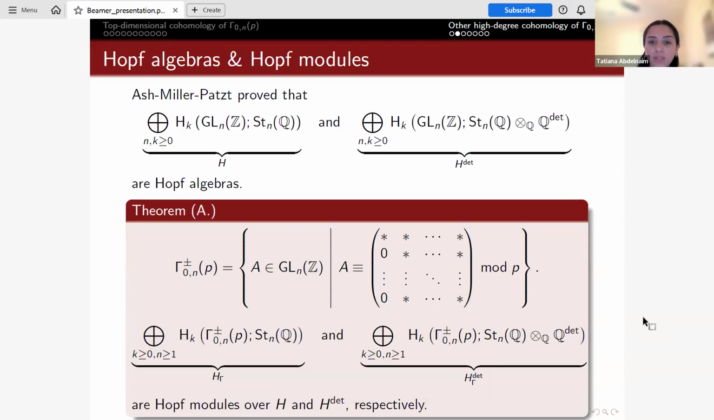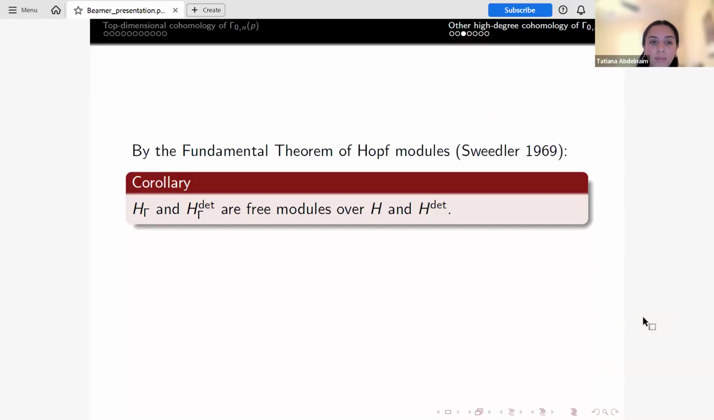And now the way I want to use this information, this is a fundamental result of Hopf modules due to Sweedler. If you have two Hopf modules, then they are free modules. So now I have that H gamma and H gamma determinant are free modules over H and H determinant respectively.